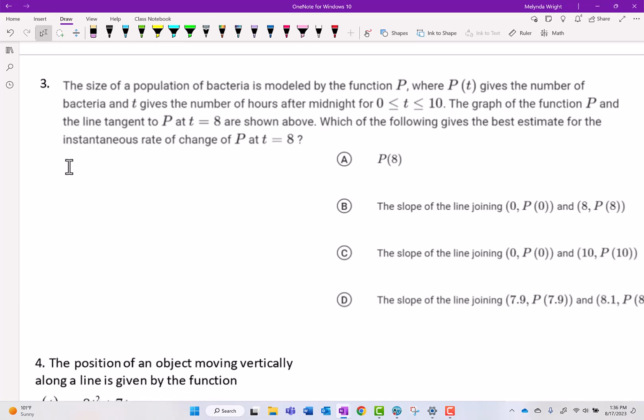The size of a population of bacteria is modeled by the function p, where p of t gives the number of bacteria, and t gives the number of hours after midnight. So I like to mark this up. We won't have highlighters, but we certainly can underline stuff. So p gives the number of bacteria, and t gives the number of hours after midnight. That's important information. The graph of the function p and the line tangent to p at t equals 8 are shown above. Which of the following gives the best estimate for the instantaneous rate of change at 8?